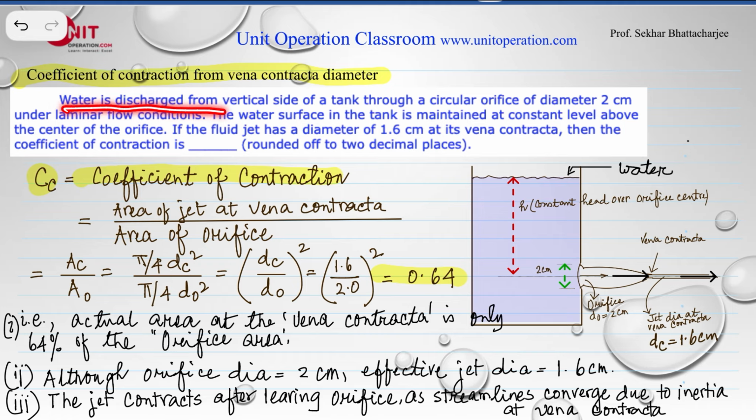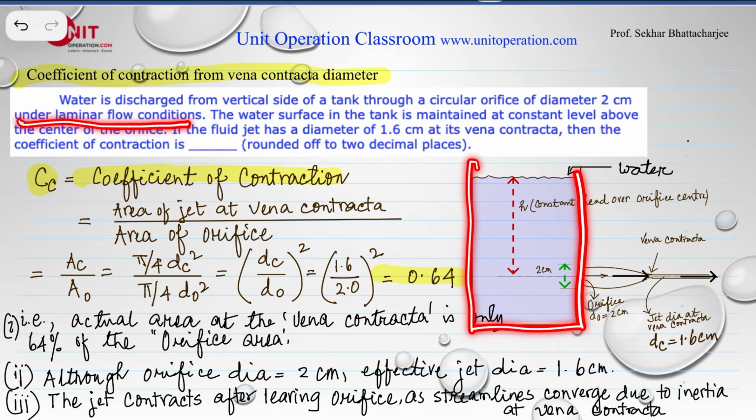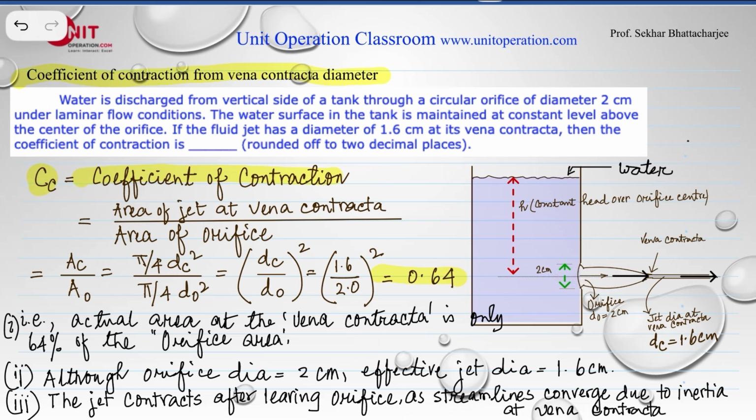Water is discharged from vertical side of a tank through a circular orifice of diameter 2 centimeter under laminar flow conditions. So let's say this is my vertical tank, and here's a little hole. Let's call this an orifice, and the water gushes out from this orifice right here. And we maintain a constant level here. The water surface in the tank is maintained at a constant level above the center of the orifice. So because of the static head, there will be a continuous flow of water from this orifice.